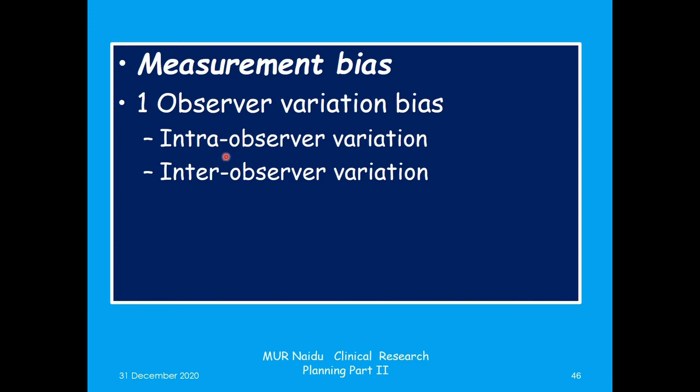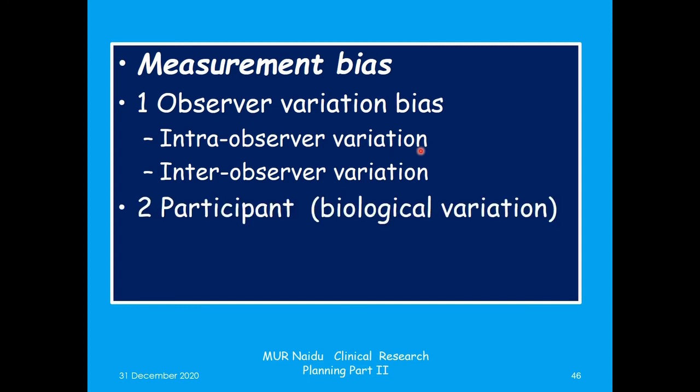So either the individual, when he is recording, is causing variation in recording of a particular parameter, or two individuals are recording in a different manner and putting in values that are different. So there is an intra-observer variation occurring in the individual, or between the two subjects, that is known as the inter-observer variation. This is very common in most clinical trials.